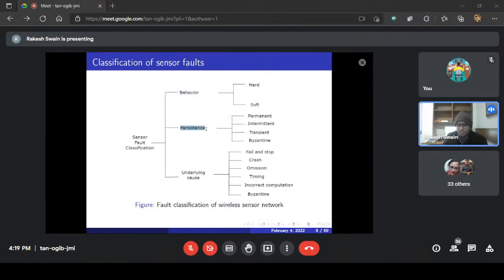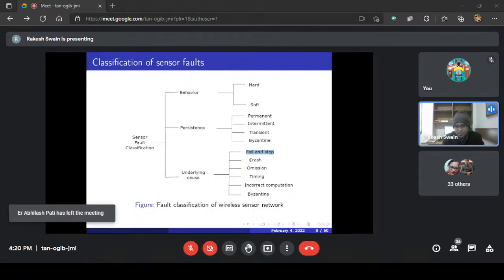As per the behavior and the persistence, then there are some underlying or special causes. These faults are divided into fail stop, crash, omission, timing, incorrect computation, and Byzantine. So Byzantine is nothing but a collection of all types of fault. But what is the fail stop fault? In the fail stop fault, the sensor node communicates, but each time it gives an erroneous result. The communication is done, but each time the result is erroneous.